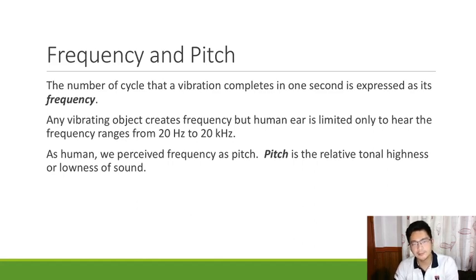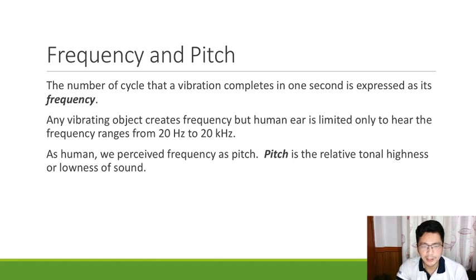So, the number of cycles that a vibration completes in 1 second is expressed as its frequency. So, kung gaano daw kadalas sa isang segundo nagva-vibrate yung isang object, kung yan ay string ng gitara, in 1 second, ilang beses nag-vibrate back and forth yung string na yun. Kung molecule yung pinag-uusapan natin, di ba nag-displace siya, how many times na nag-displace yung molecule na yun and bumalik sa original position niya, na kompleto niya isang cycle in just 1 second. So that is the frequency.